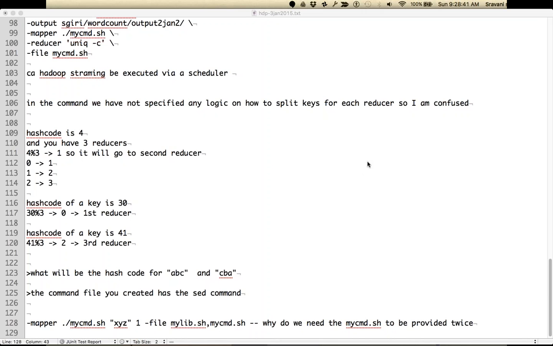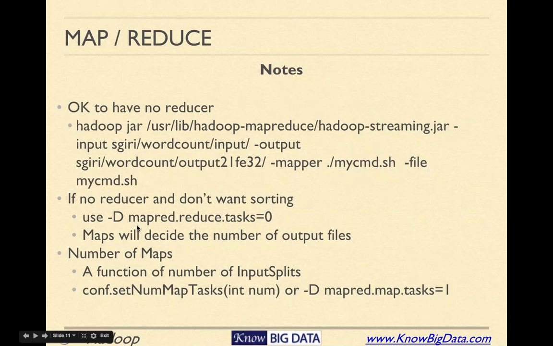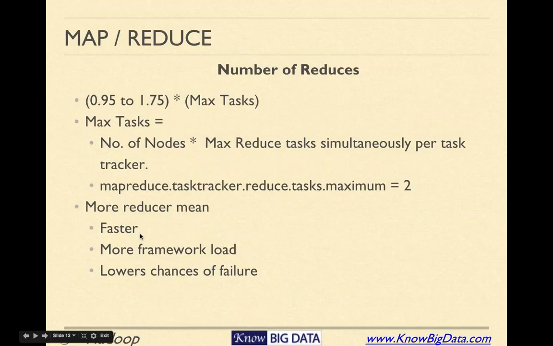Great set of questions. All right. Now, the main question, which most of you have been asking, is, who decides number of reduces? The answer is that there is no finite answer. There's only a range. So the range is, it starts from 0.95 to 1.75 times the maximum task.